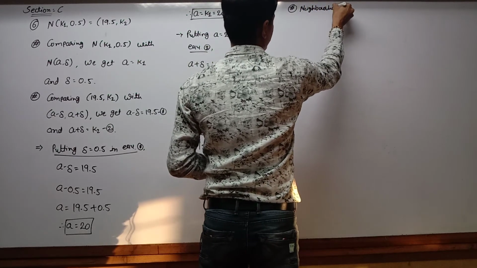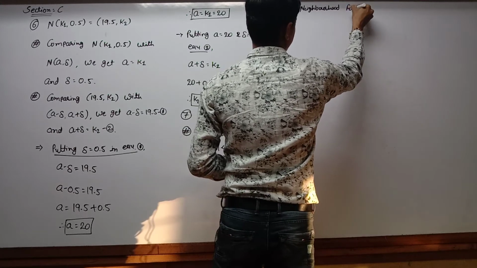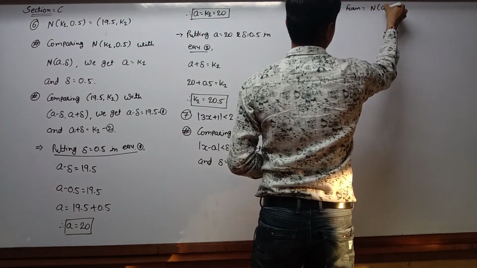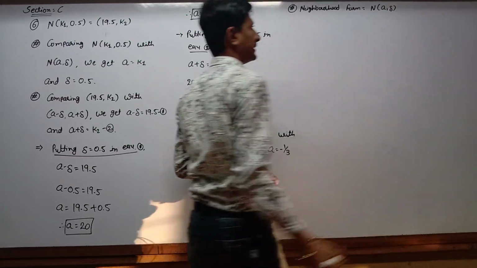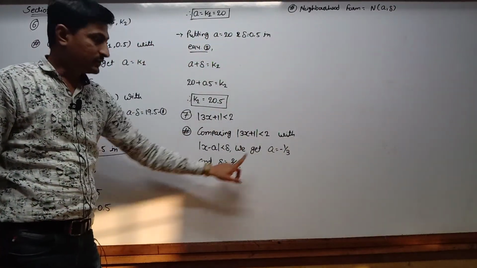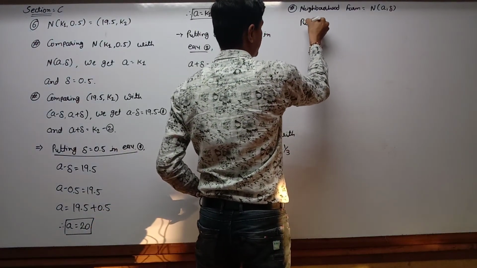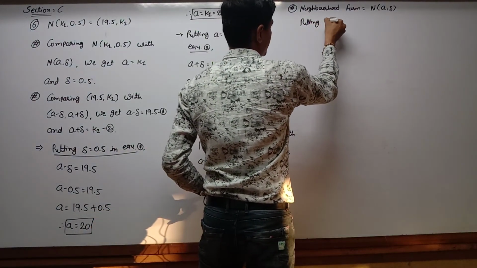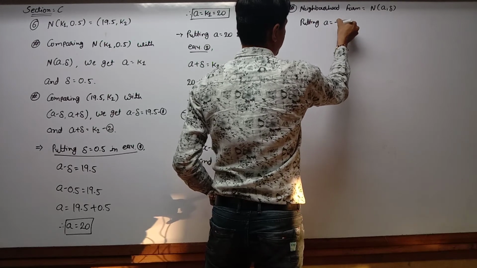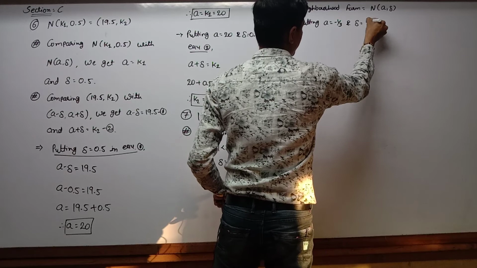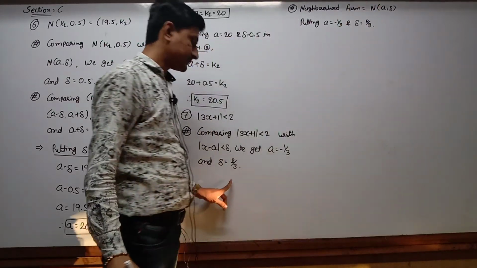So neighborhood form is equal to capital N in bracket a comma delta, putting both the values a and delta. Next new line, a is equal to minus 1 by 3 and delta is equal to 2 by 3.